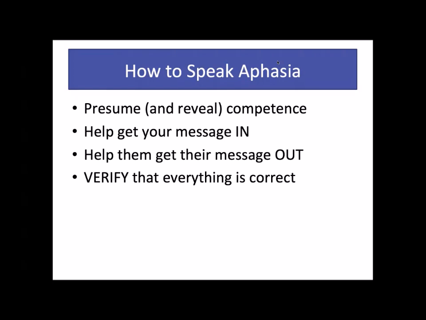And once we presume that, it's our job to reveal that to others. So we need to help get our message in so that they can understand it, help them get their message out so that we know what they want to say and what they're thinking, and verify that everything they've understood is correct and everything that we've understood from them is correct. There are a lot of tips and tricks for doing this. It's called supported conversation for aphasia, and that's an entirely different webinar, but I'm going to give you just the basics of things that you can do the next time you're with your stroke survivors.